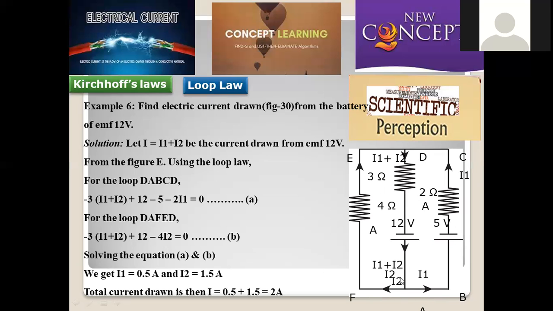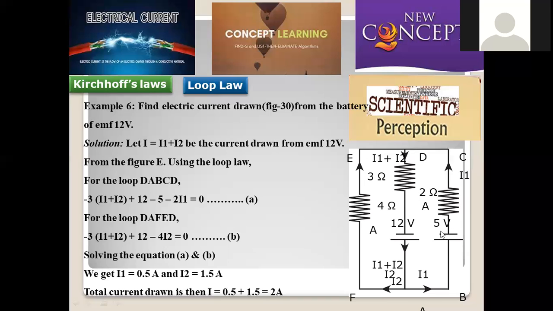So when we are taking this loop into consideration, how many batteries are there? Two batteries are there. How many resistors are there? Two resistors are there. All these values are taken into consideration. Now let us apply the first battery. What is the first battery? This one, and its value is 12 volts. This is a battery whose voltage is 12 volts.